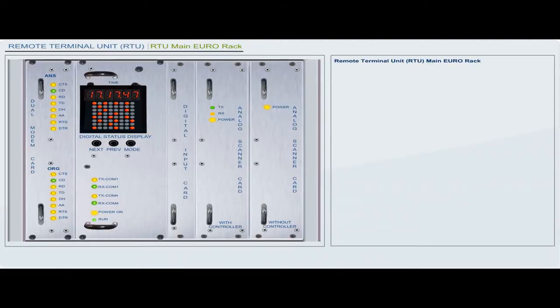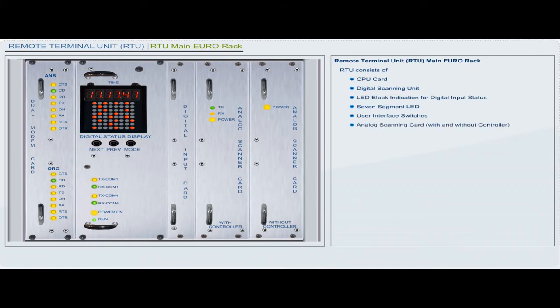Remote terminal unit. RTU main Euro rack. The RTU consists of a CPU card, digital scanning unit, LED block indication for digital input status, 7 segment LED, user interface switches, analog scanning card with and without controller, LED indication for analog communication, and LED indication for power on and communication.